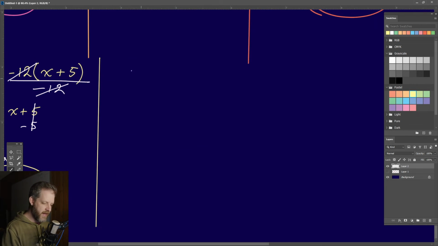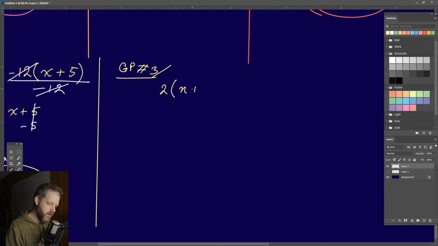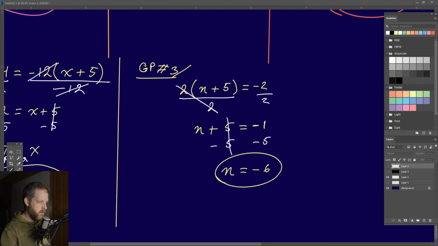Okay, so guided practice number 3, GP number 3, is going to be this one. It's very similar to this last one, right? It's going to be 2 times the quantity n plus 5 equals negative 2. All right? Ready, set, go. I'm going to pause my video. You do the same, and we'll come back and compare notes.